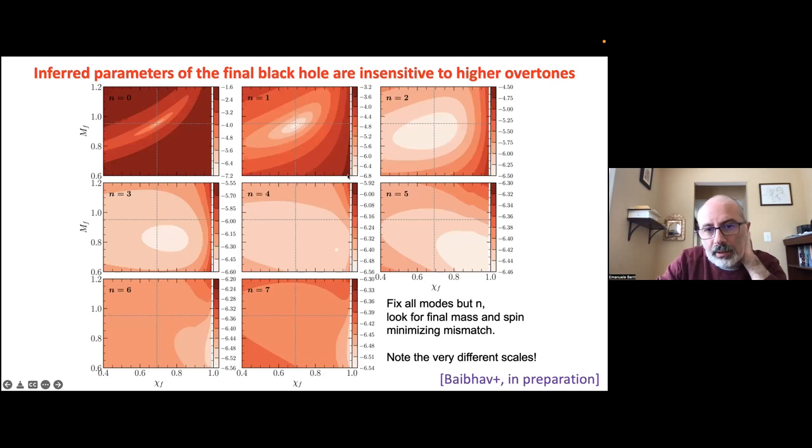And what we show in this plot made by Vishal is that if you fix all the modes but the nth overtone and you look for the final mass and the spin that minimize the mismatch, like Giesler, you find that the n equals zero mode gives you a very good fit. The n equals one mode gives you a very good fit when you change only that mode, but you see that the contours of good agreement are becoming broader and broader. And when you start fitting the higher modes, the n equals two is still contributing some, but beyond n equals three, you're really just overfitting. You're not getting any improvement in the mass and the spin estimate.